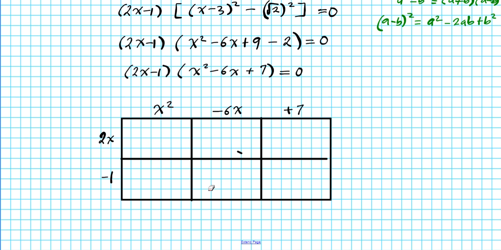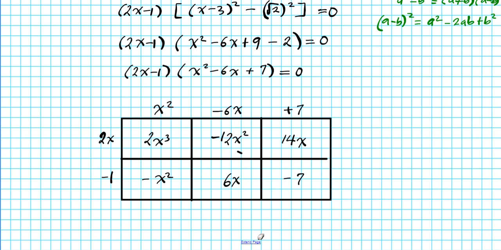Alright, so 2x times x squared gives us 2x to the third. And then let's continue multiplying. 2x times negative 6x gives us negative 12x squared. 2x times positive 7 gives us 14x. Negative 1 times x squared gives us negative x squared. Negative 1 times negative 6x gives us positive 6x. And then negative 1 times 7 is equal to negative 7.